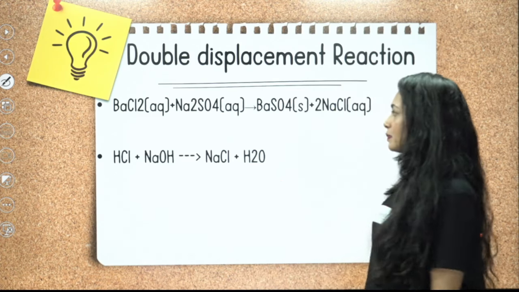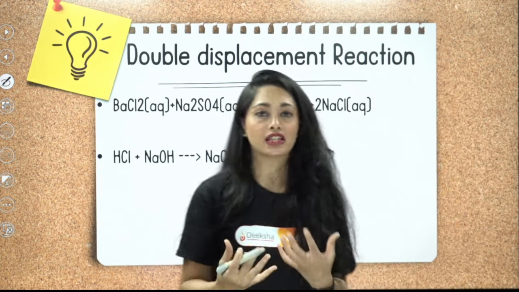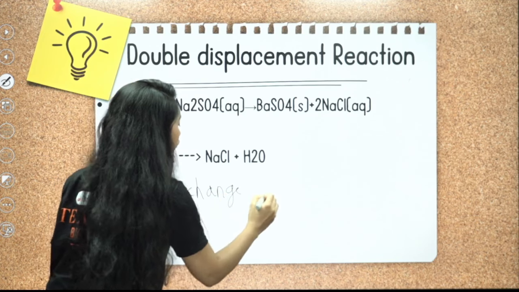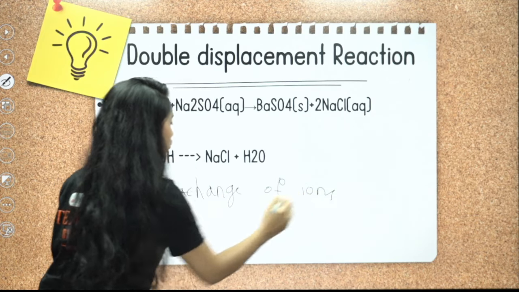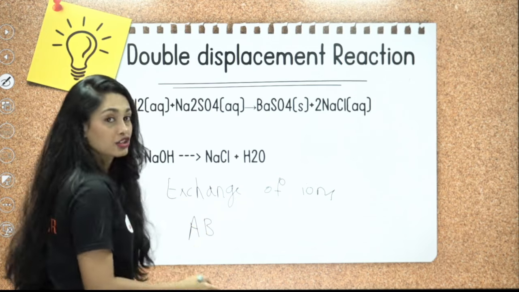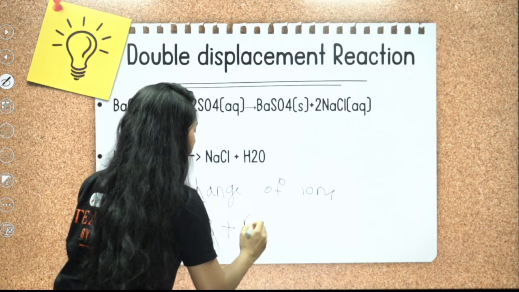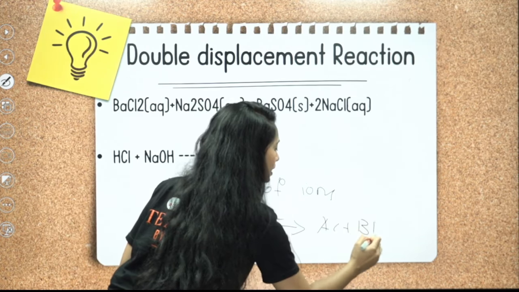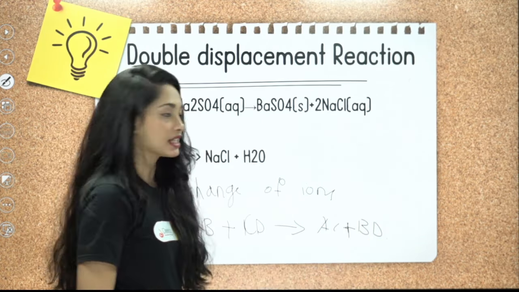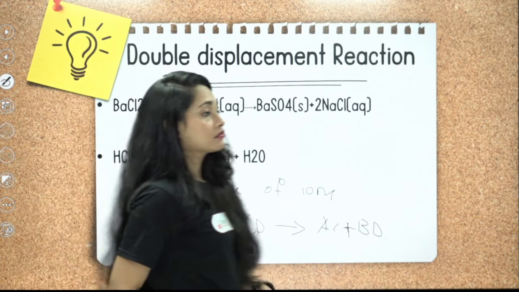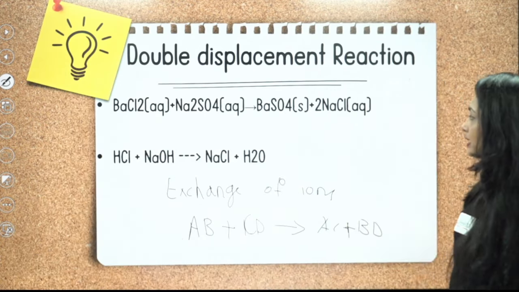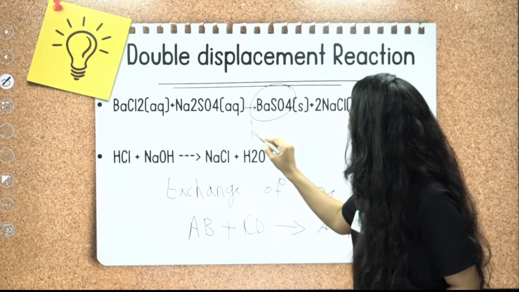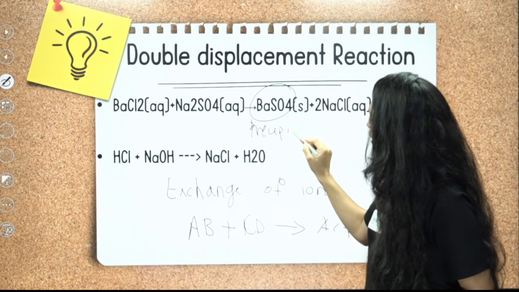Moving on to double displacement reaction, here exchange of ions is going to happen. Okay, so here, let me give you the general reaction. AB plus CD, so AC and BD are formed. These are the products. Here, clearly exchange of ions is happening. So barium chloride, when it reacts with sodium sulfate, gives barium sulfate and NaCl. Here barium sulfate is a precipitate, an insoluble solid substance.